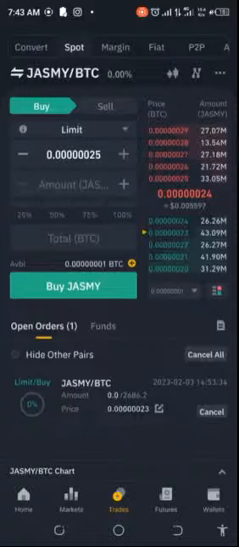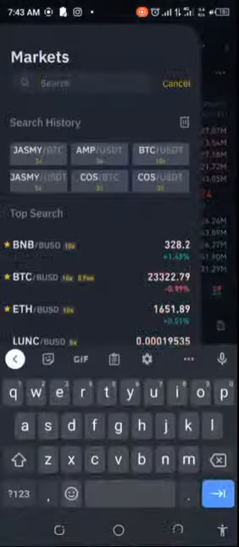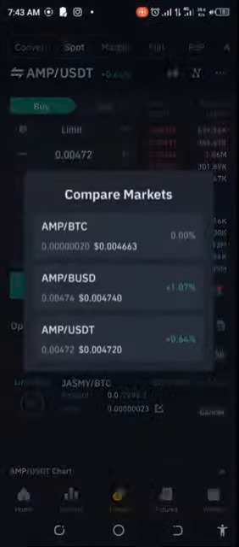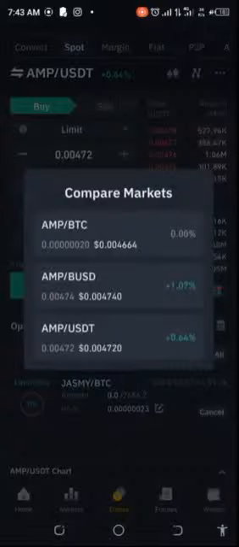So what I'm looking at right now is to cancel this particular trade and then go ahead and try to buy AMP with BTC. Let me see whether we have an opportunity there.